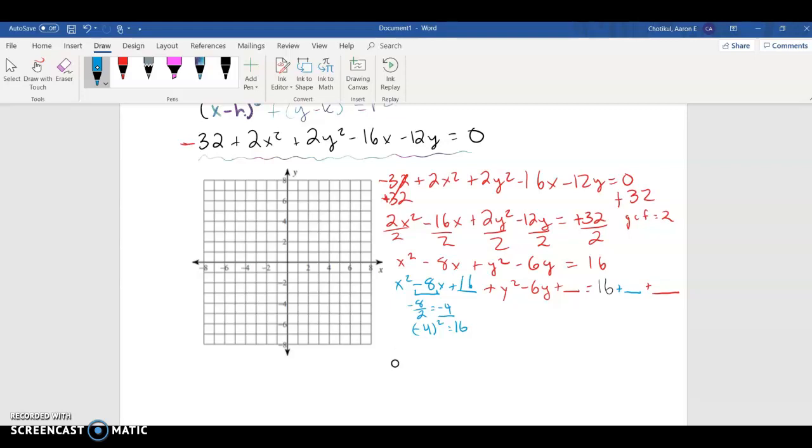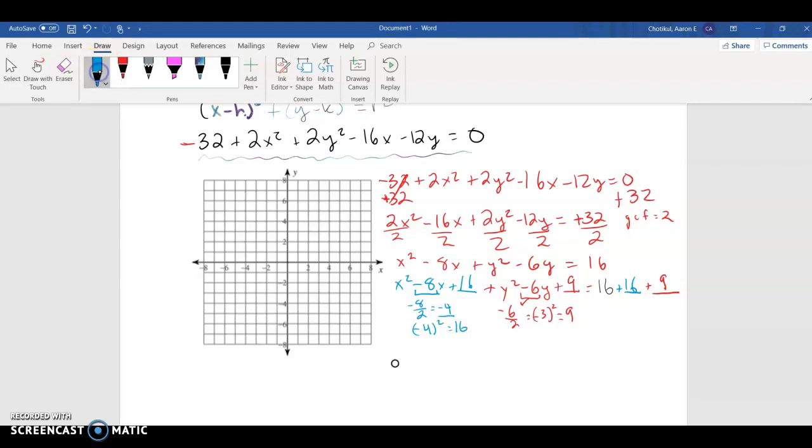So I'm going to add it on this side. So I'm adding 16 to both sides. Let's do the same process for the y's in red. Here we have negative 6, right? So we take negative 6 divided by 2, which is negative 3. We're going to square that quantity, right? Which gives us 9. So for the red, I'm going to be adding 9 to both sides.